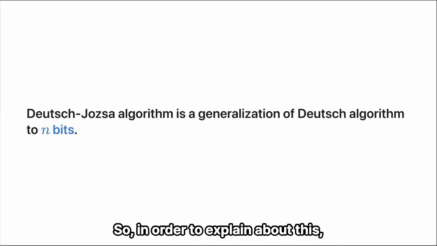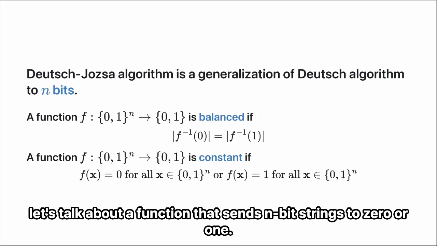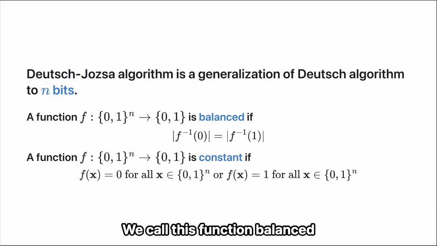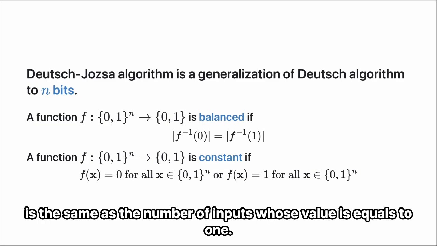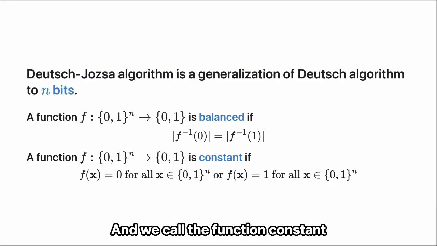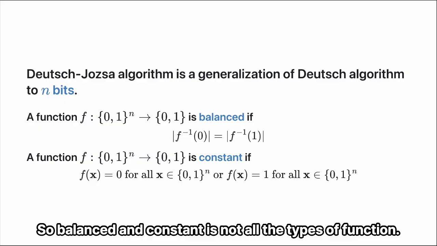In order to explain this, we need to talk about a function on n bits. Let's talk about a function that sends n-bit strings to 0 or 1. We call this function balanced if the number of inputs whose value equals 0 is the same as the number of inputs whose value equals 1. And we call the function constant if the value of the function is always 0 or always 1. So balanced and constant are not all the types of function.